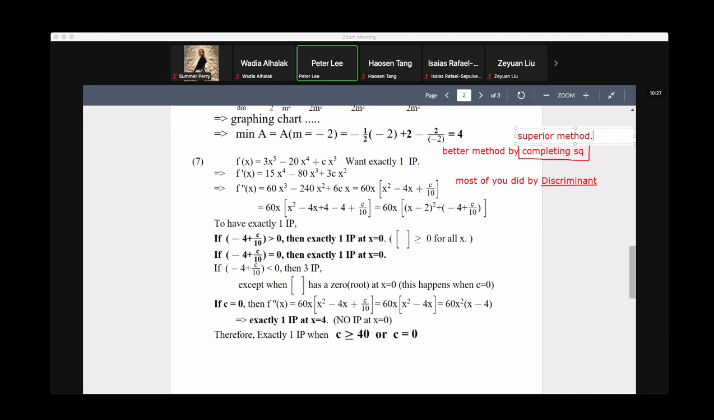With the discriminant you're kind of stepped away from what is exactly happening, and you don't understand what's really going on.